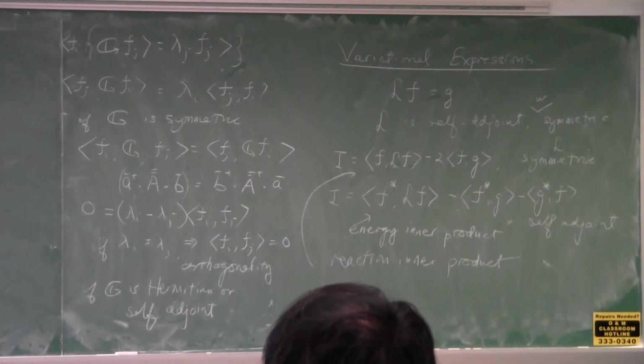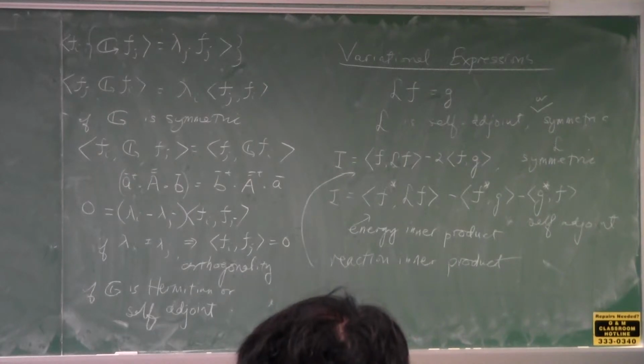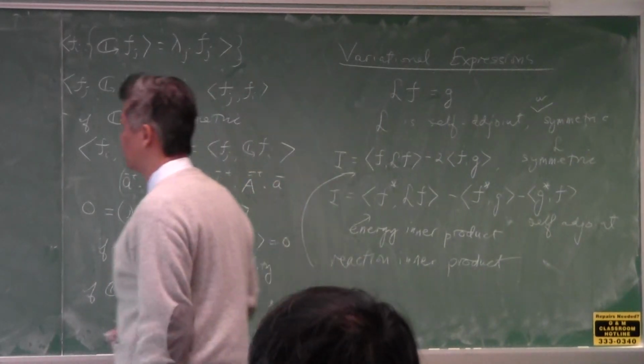How do you show that those two expressions are variational? I'm going to show it next, okay? So I is a functional of f. Functional means functional of function. So I is a functional of f. I can show that very easily. Let me just show the symmetric case.